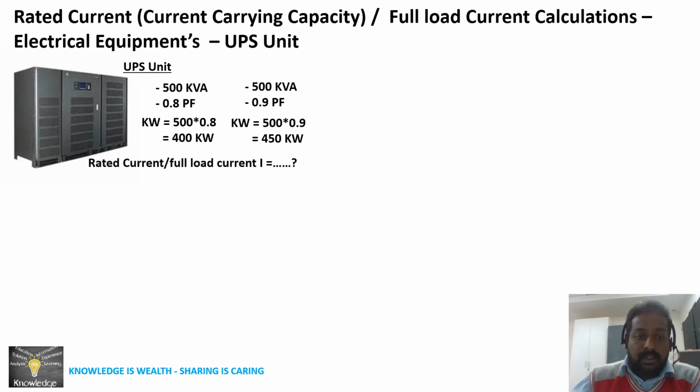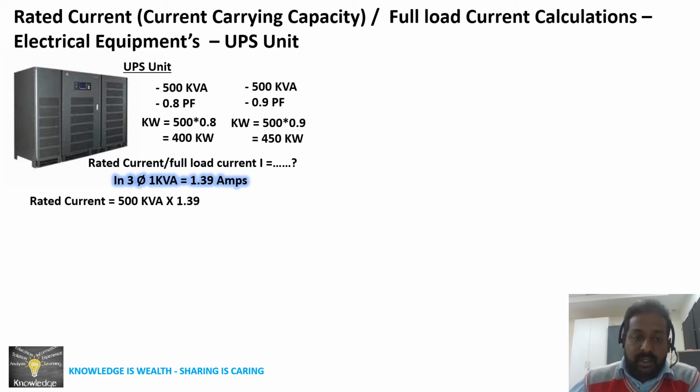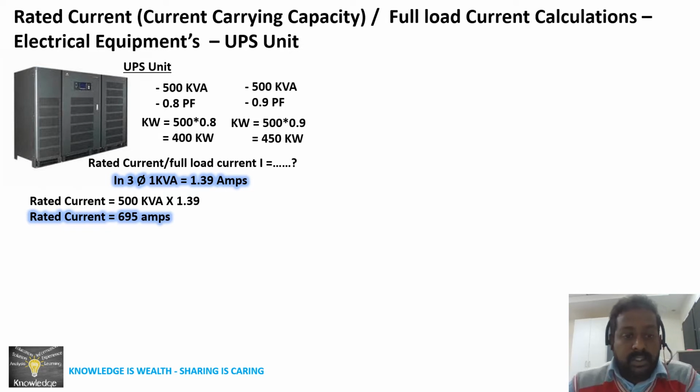So now, what is the rated current? How do we calculate a rated current? Okay, so again, 1 kVA is equal to 1.39 amperes. So we just need to multiply kVA with 1.39. So 500 kVA into 1.39 is 695 amperes.